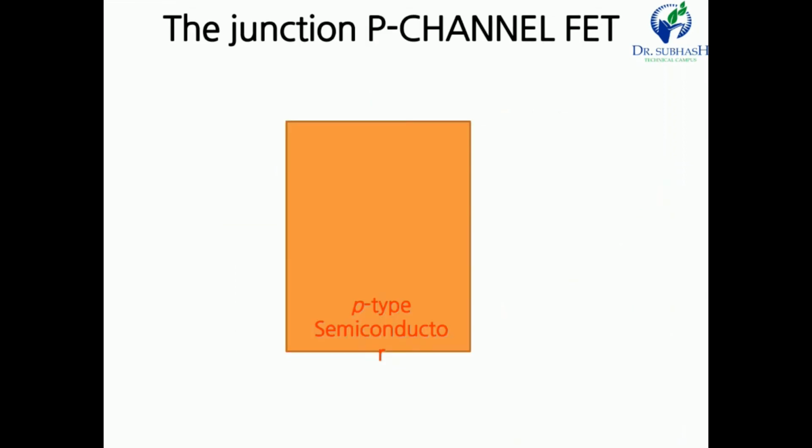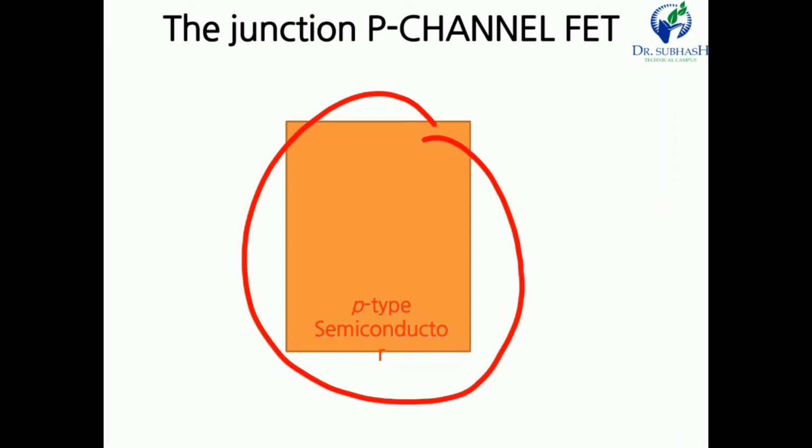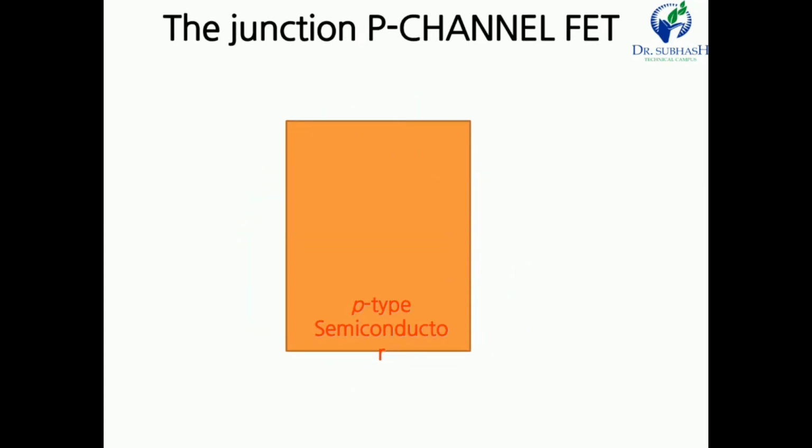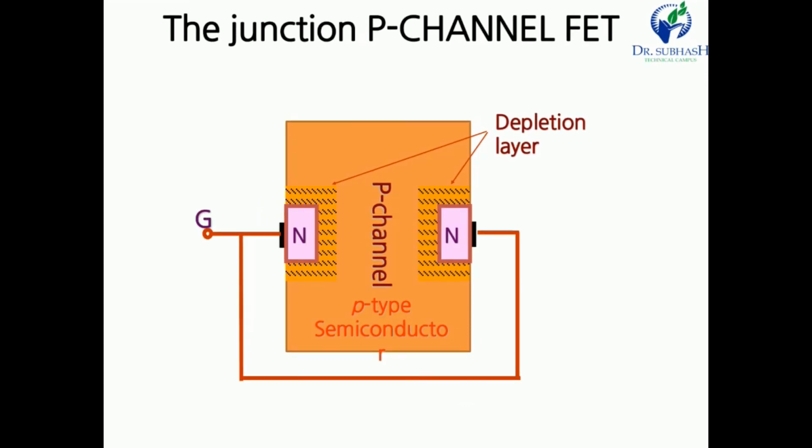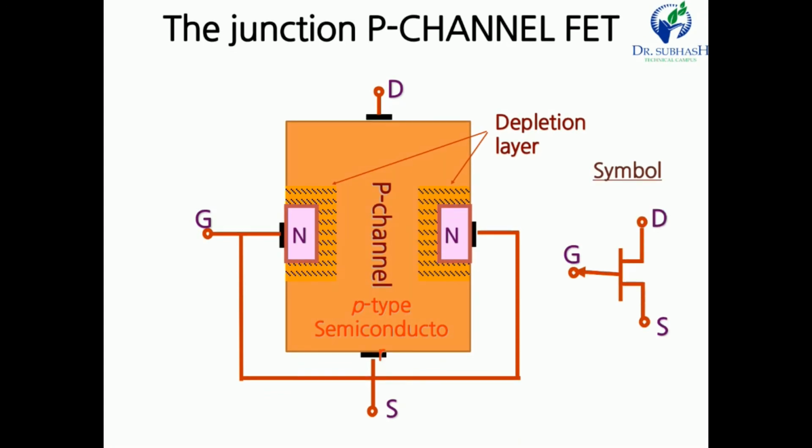Now this is the structure of the P channel JFET. This is the P type semiconductor material. In P type semiconductor, the majority charge carrier is hole and the minority charge carrier is electron. Here we only have to talk about the hole because the hole is the majority charge carrier. The construction is like this. Here also there is the depletion region, drain, source and gate. The terminal names are drain, gate and source, and this is the symbol of the P channel JFET.